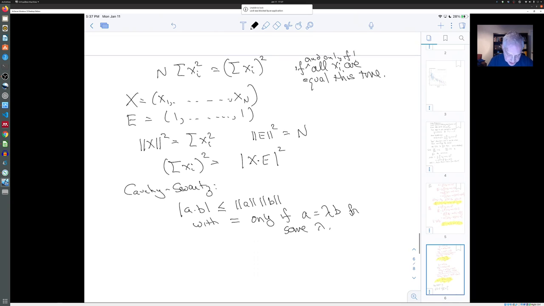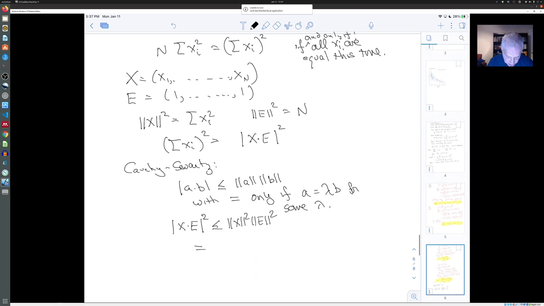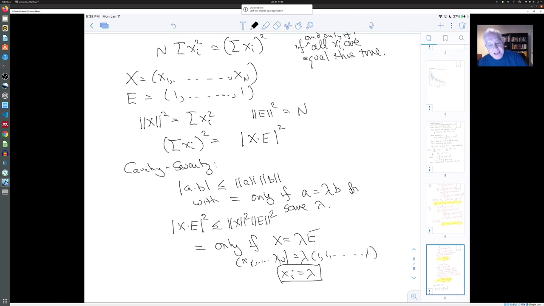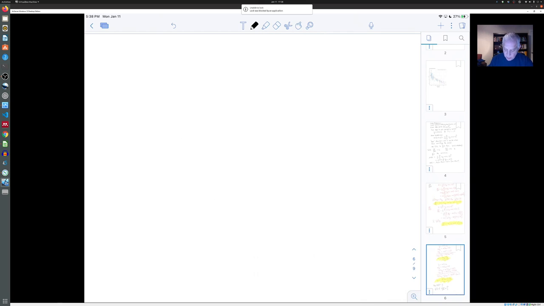And if you apply that to our situation, you see that the norm of x dot e, I'm going to square both sides, is less than or equal to the norm of x squared times the norm of e squared. And that's what we're trying to show. The equality happens only if x is a multiple of e. And since e is 1, 1, 1, that would happen only if all of the xi's were equal to lambda. But what would it mean if they were all equal? It would mean that our data set has, so to speak, only one x.